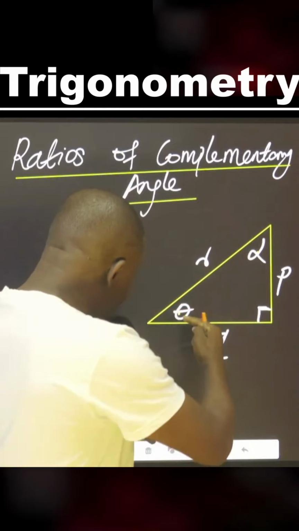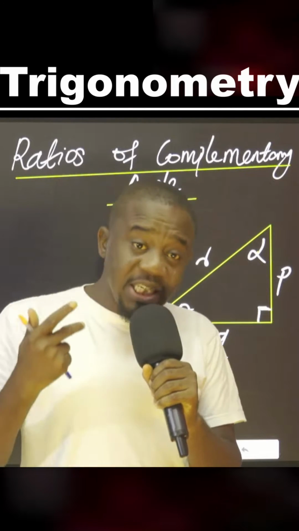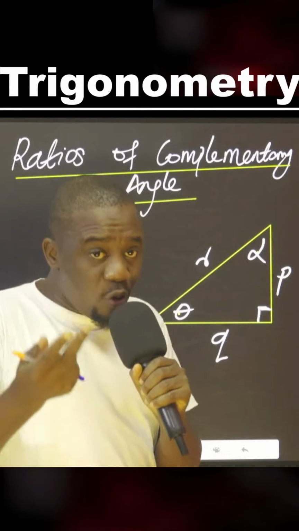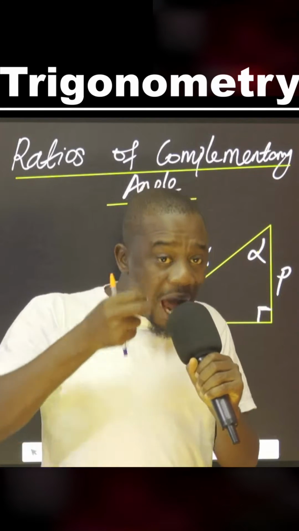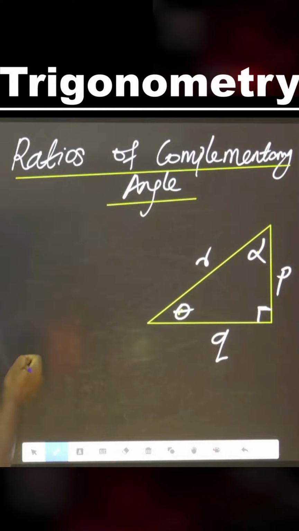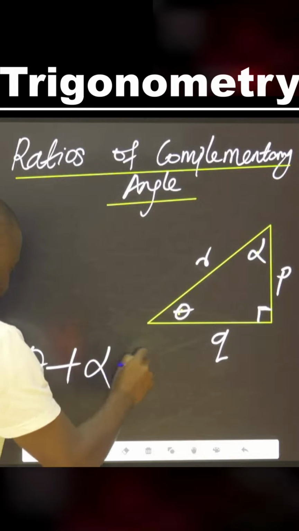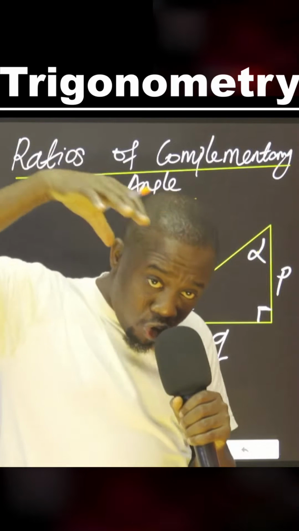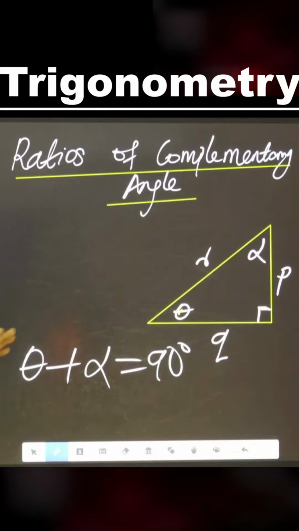We say two of them are complementary. What is the meaning of complementary angles? Complementary angles is angles where you add them together, you have 90 degrees. So this plus this will give us 90. It means theta plus this is equal to 90 degrees. You remember we have done this. I just want to throw more light on it because it's very important.